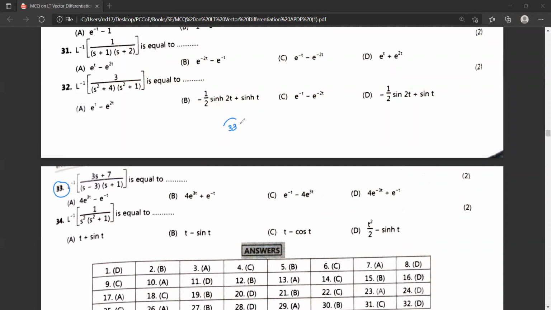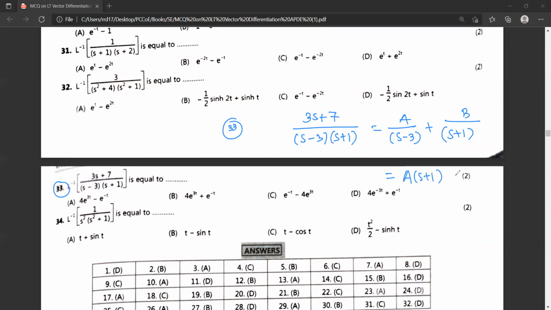Partial fraction. Right. So write down (3s plus 7) divided by (s minus 3) into (s plus 1). That is going to be equal to A upon (s minus 3) plus B upon (s plus 1). Now do the multiplication. A into (s plus 1) plus B into (s minus 3) equals 3s plus 7. Now if you put s equal to 3, what do you get?